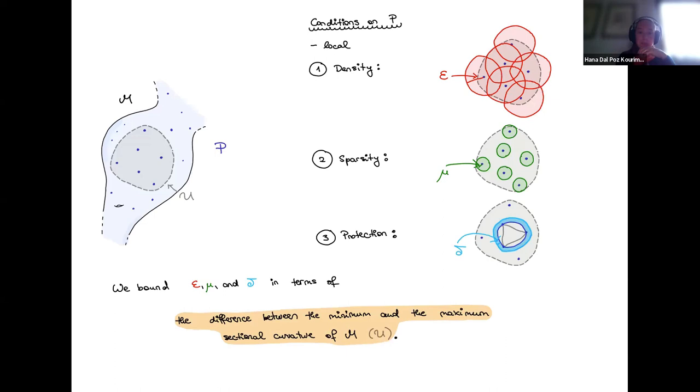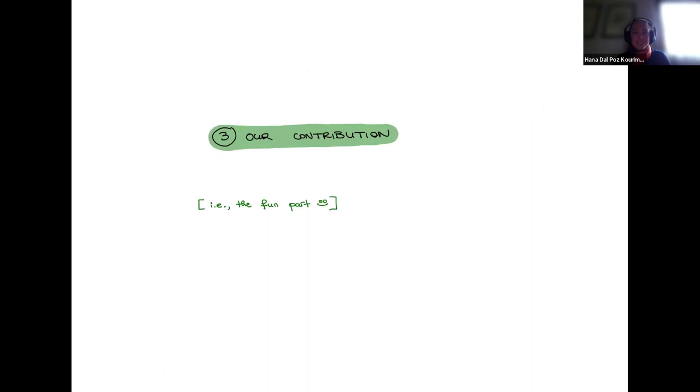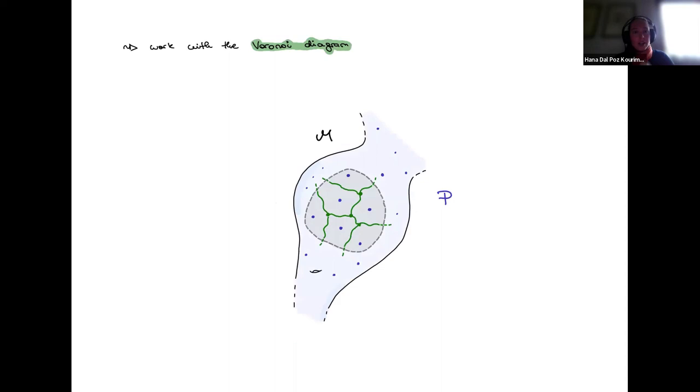All right, so now, the most exciting part of the talk is what we did. So I will first tell you about different pieces of the puzzle, and then I'll put them together. So the first piece of the puzzle is the analysis of the Voronoi diagram, or thinking about some properties of the Voronoi diagram.